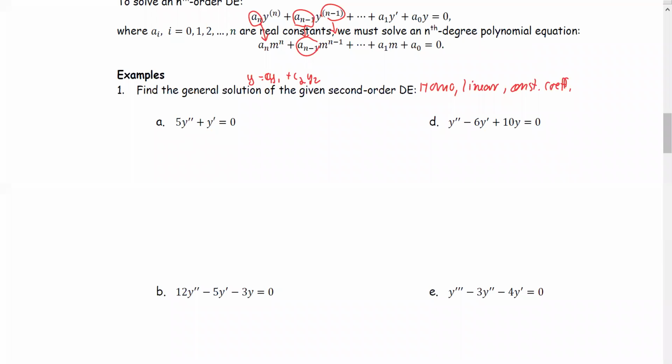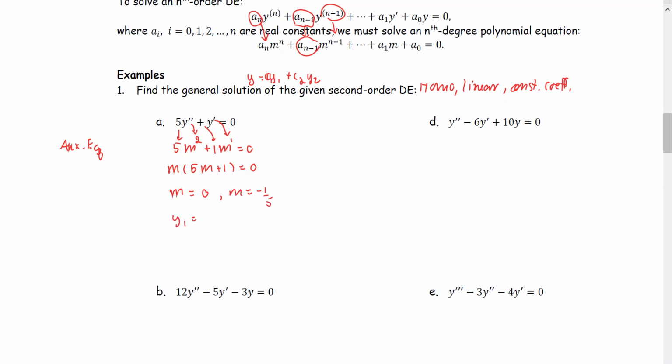For part A, we have 5y double prime plus y prime equals 0. We obtain the auxiliary equation as 5 times m to the second plus 1 times m to the first equals 0. See, the second order, power 2, same coefficient. First order, power 1, same coefficient. Now we are going to solve for m. Factor m out, multiplied by 5m plus 1 equals 0. We get two solutions: m equals 0 and m equals negative 1 over 5.